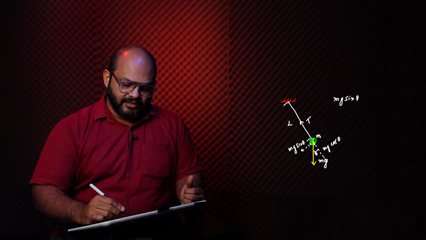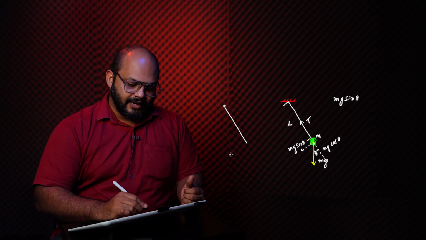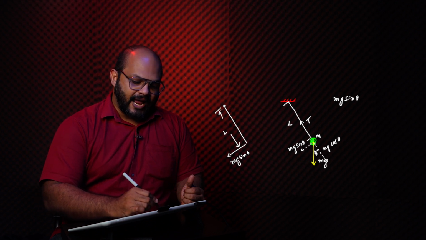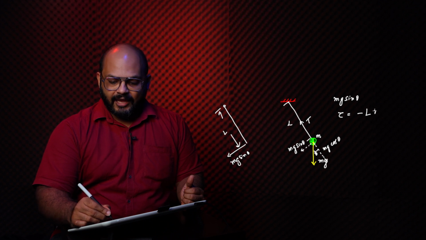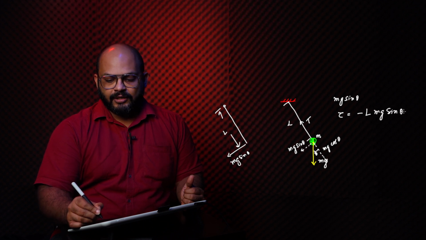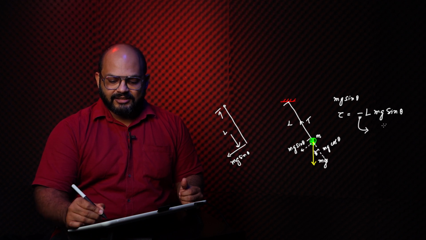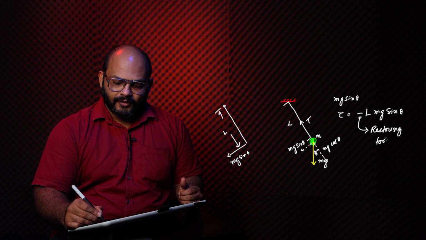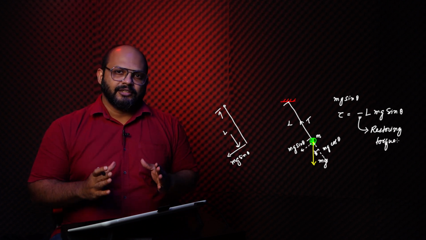And since we can see here that this is a system where this is the arm and this is the force mg sine theta and this length is L, the torque acting on the system, tau, can be given as negative L mg sine theta. And the reason we have this negative sign here is because this is a restoring torque. What does that mean? A restoring torque is a torque that is trying to minimize the value of theta.